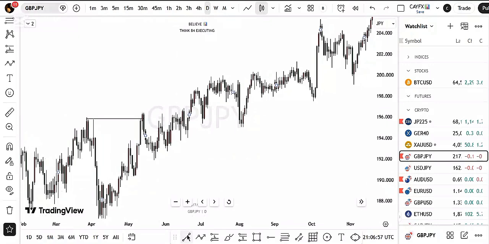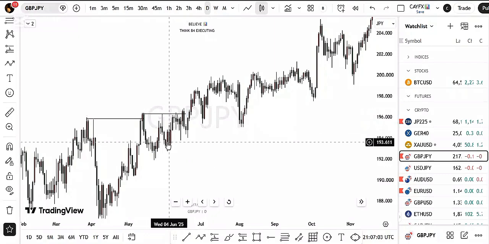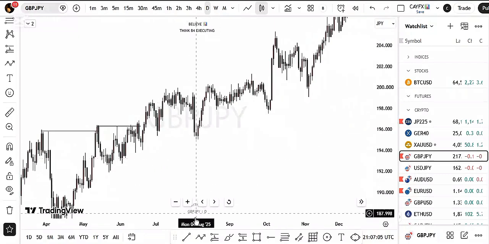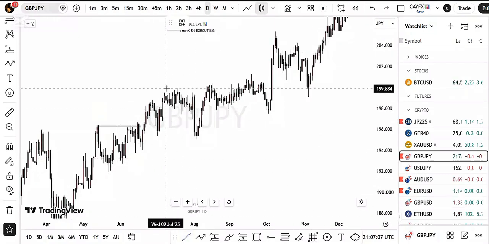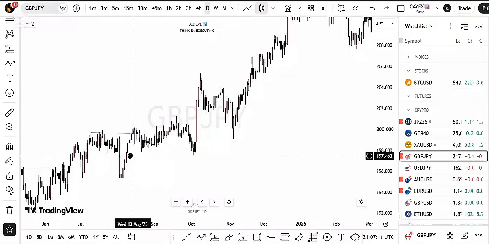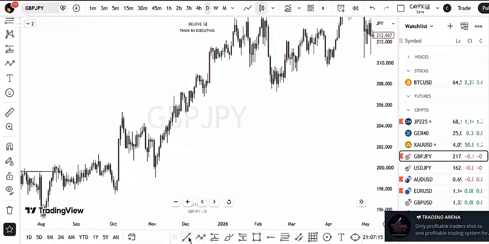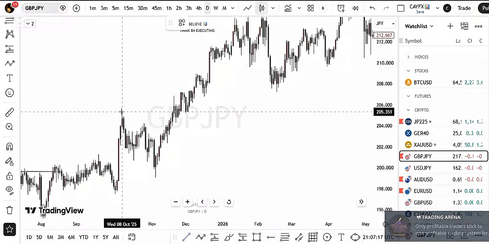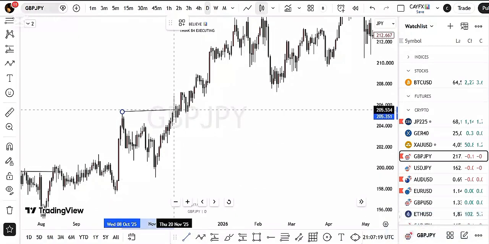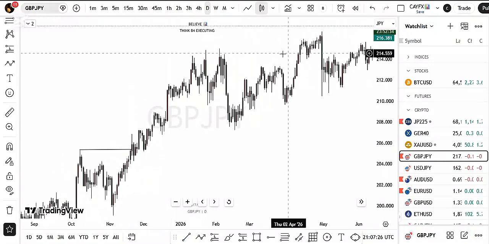It gave us what? Another high. And what happened now? Continue to give us another high. This one gave us what? Another high. This one gave us what? Another high, breaking structure to the upside.